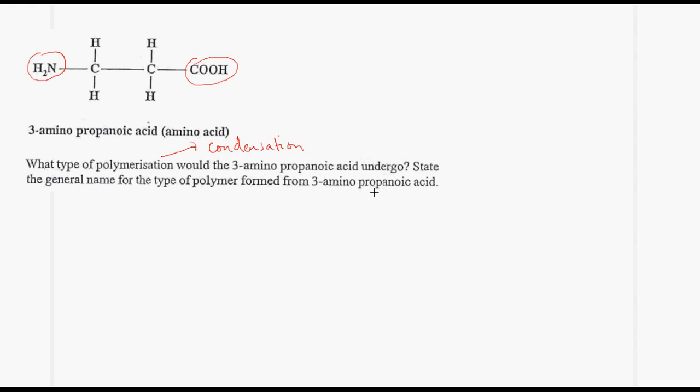and state the general name of the type of polymer formed from 3-amino propanoic acid. Now this is an amino acid. When an amino acid polymerizes with other amino acids, it forms protein. Alright, and remember, protein is a polyamide, and it is a polyamide because it has the amide group present, which looks like this. So this is the amide group.